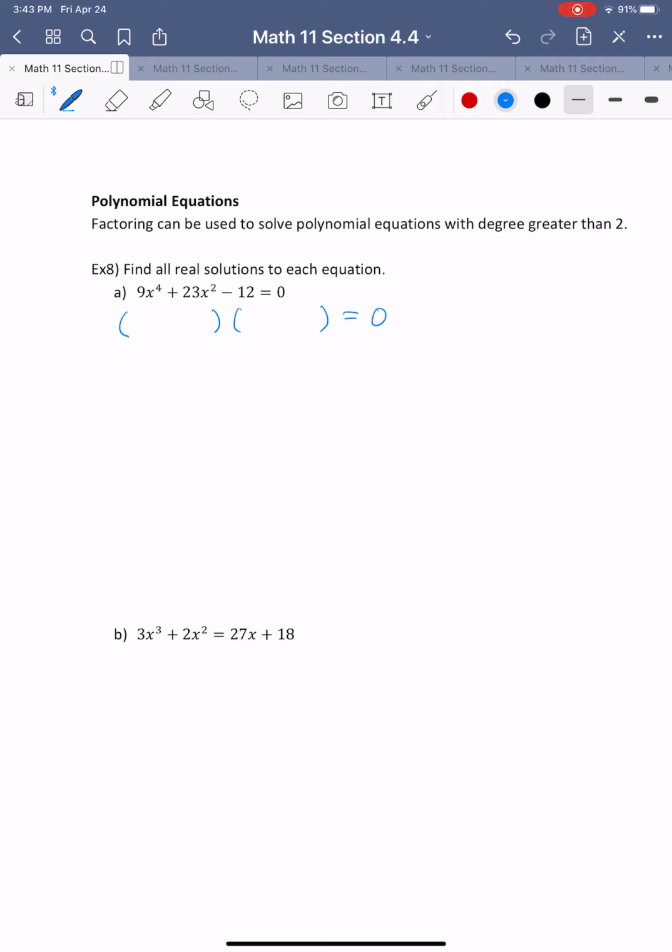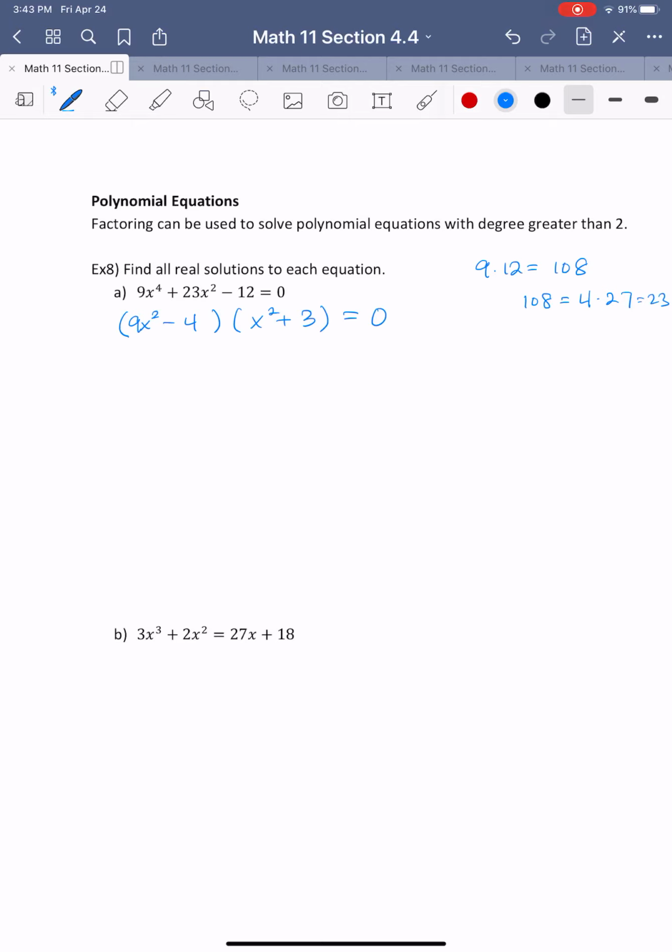because 9 times 12 is going to be 108. And if you think about the factors of 108, there's a pair you can have as 4 times 27, which has a difference of 23, which works, okay? So I can make that 9x squared minus 4, and also x squared plus 3.